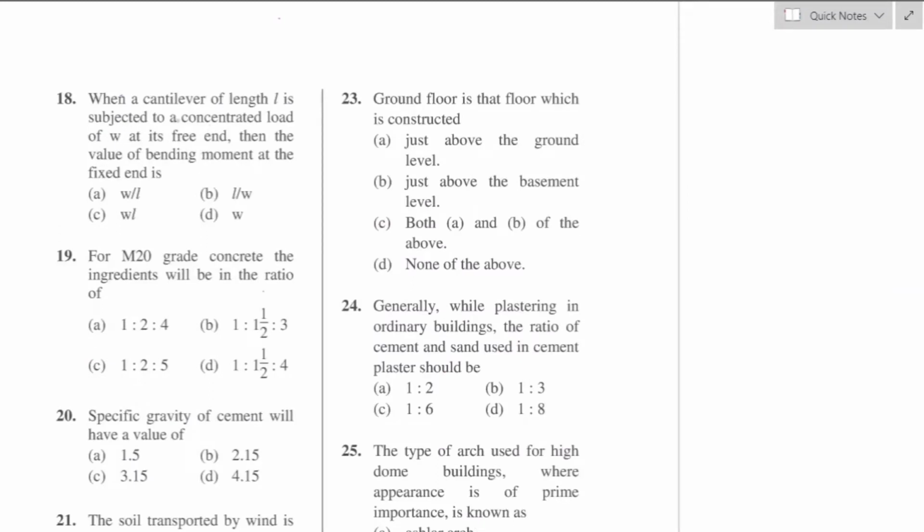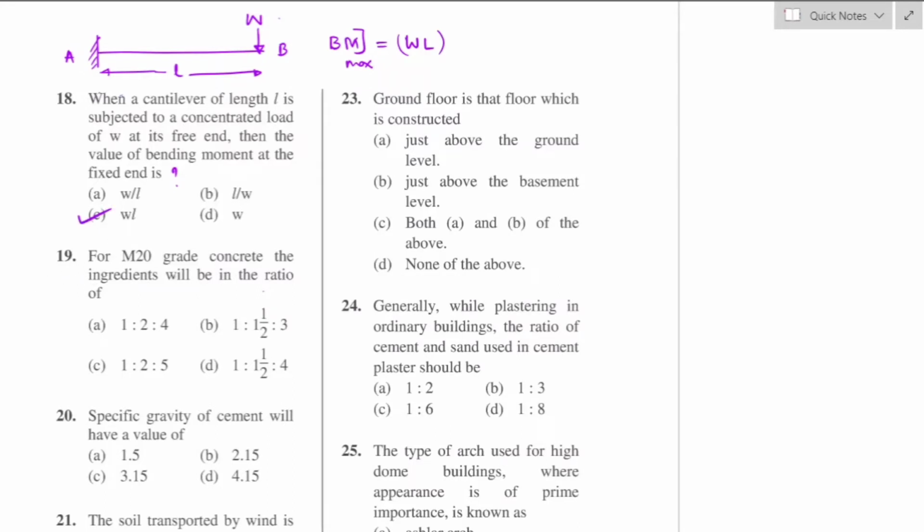Question number 18. When a cantilever of length L is subjected to concentrated load W at its free end, then the value of the bending moment at fixed end is: so let's consider a cantilever beam AB of span length L subjected to concentrated load W at its free end. So its maximum bending moment will be at the fixed end of intensity W into L. So the right answer is option C.